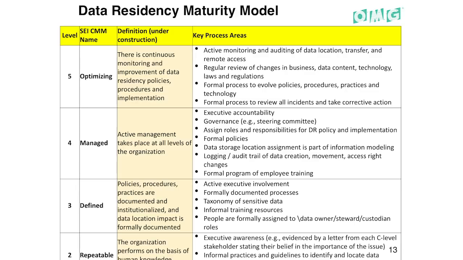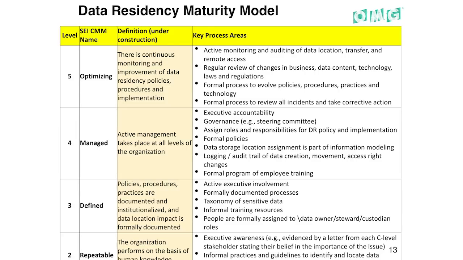So there's a definition for each of the 5 levels, and there's a set of key process areas, which are the things you need to do in order to be able to say you're at that level. It starts with awareness and informal practices, but then it goes on to having formally documented processes, a taxonomy of your data that may be sensitive, training, etc. And then it keeps going up.